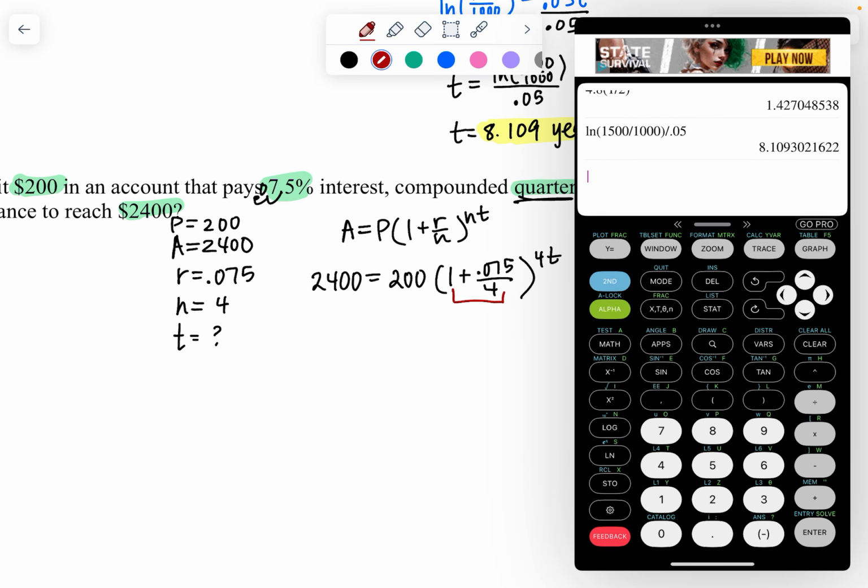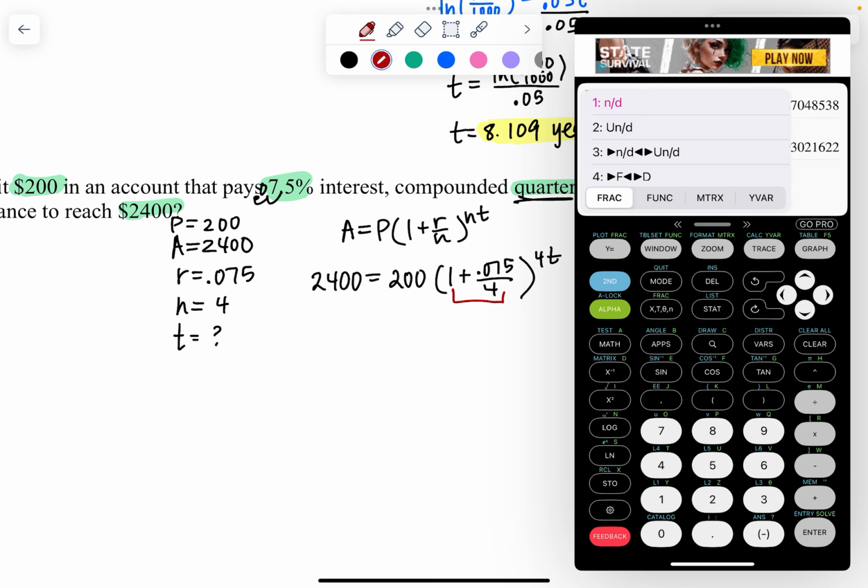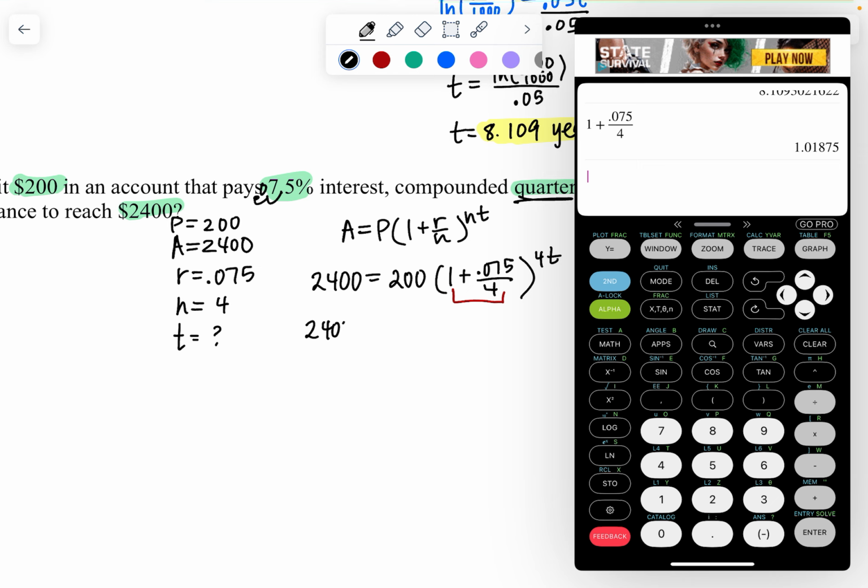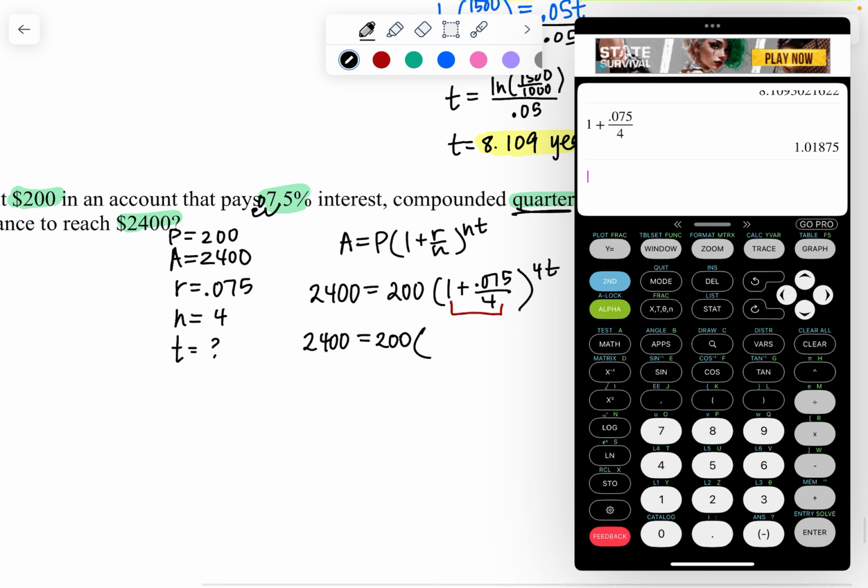And so I'm going to do 1 plus, I'm going to do the fraction just in case, 0.075 divided by 4. So we get 2,400 equals 200. And then inside the parentheses, 1.01875. No rounding. Got to keep all that.